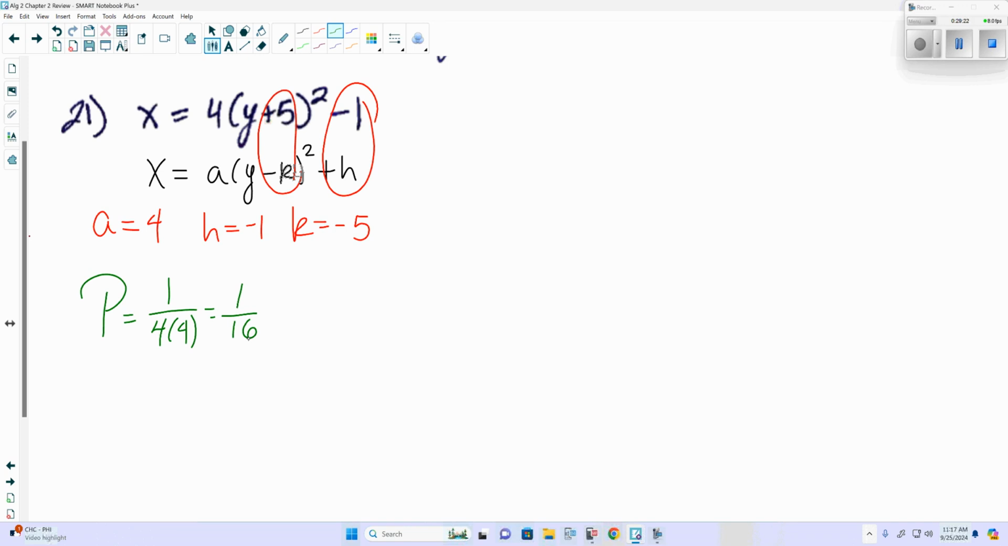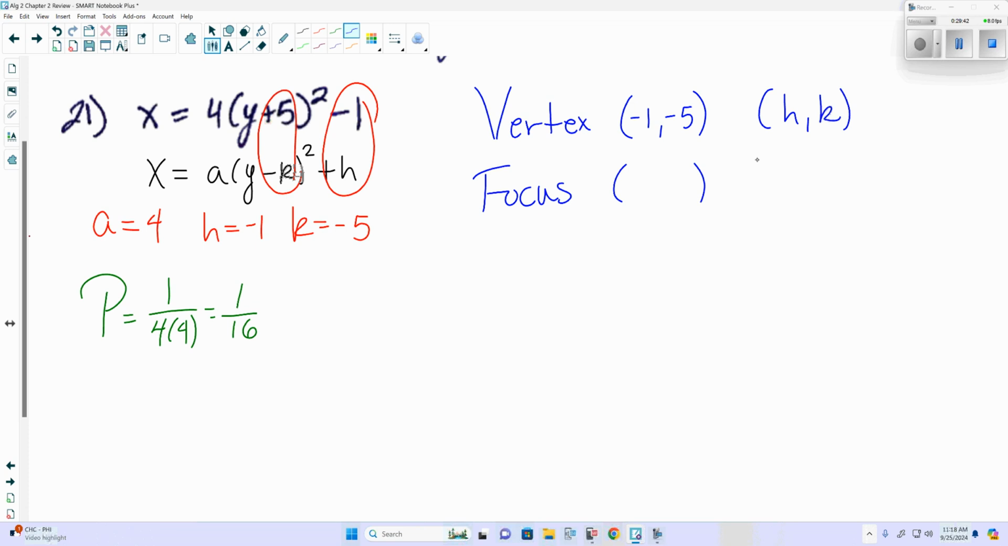Now at this point here, again, I just go back to the general forms. Vertex, and the general form is h comma k, which for us here would be negative 1 comma negative 5. Focus, for us here, x equals is h plus p comma k. Haven't calculated h plus p yet, but I can still just plug in the value of k, which is negative 5.